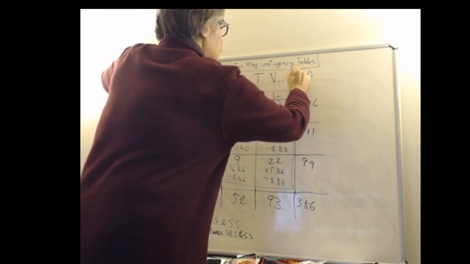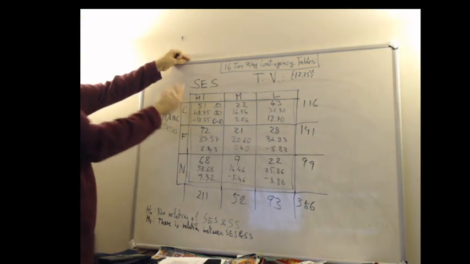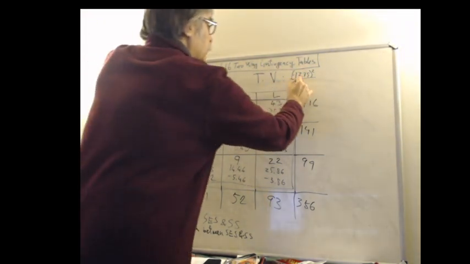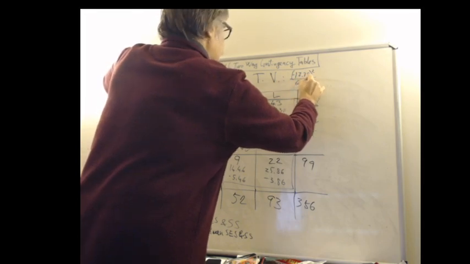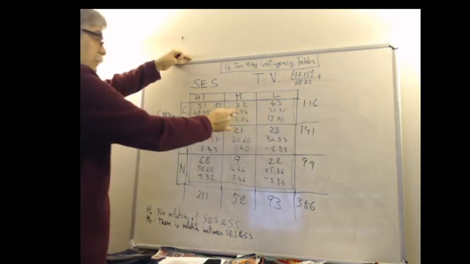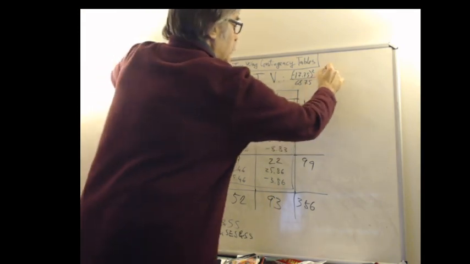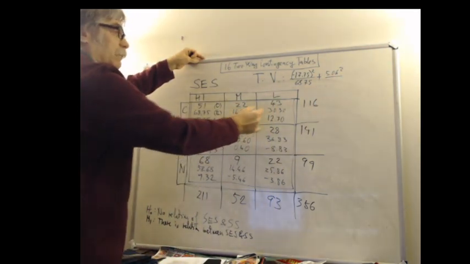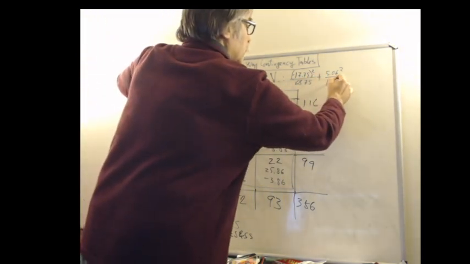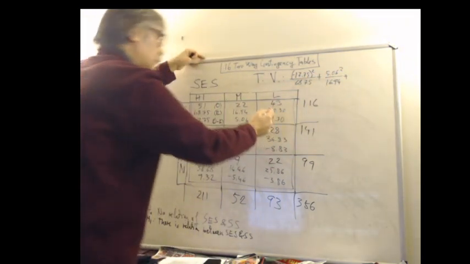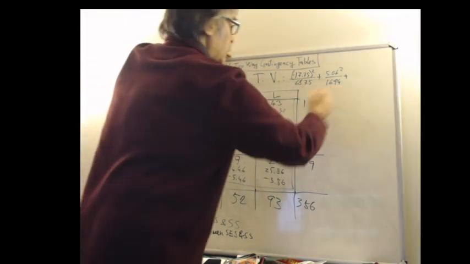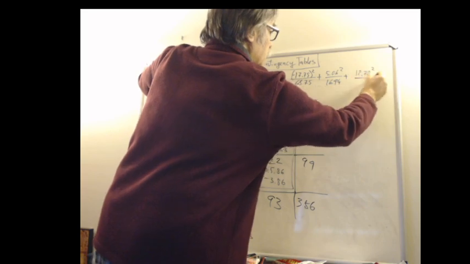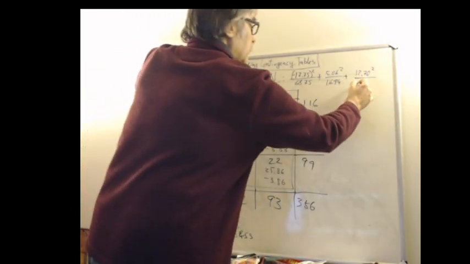17.75, square it. It's negative, but when you square it, it doesn't make any difference. Divided by the expected value, 68.75, plus another one. This one here, 5.06, square it, divided by the expected value, 16.94, plus this one here, 12.70, square it, divided by the expected value, 30.30.